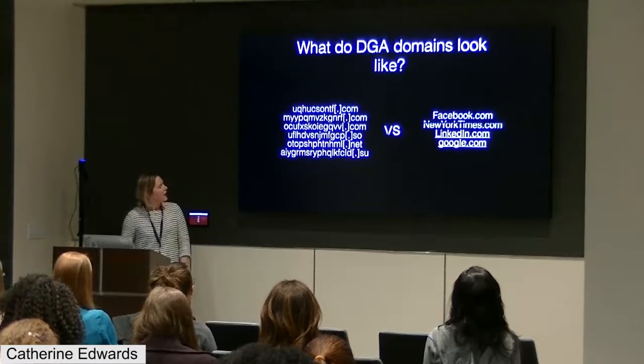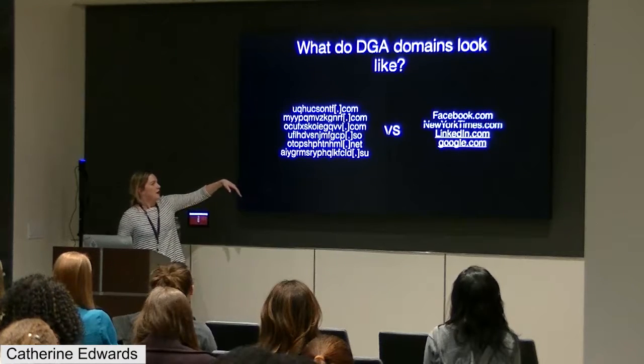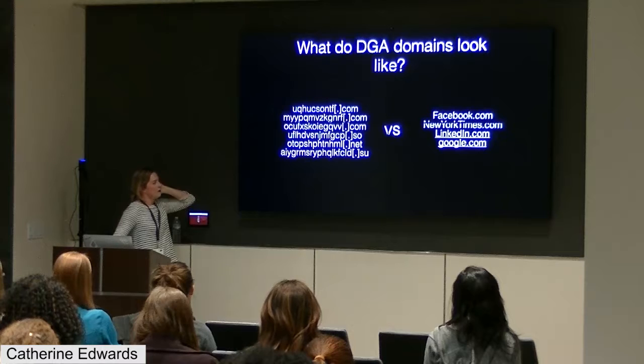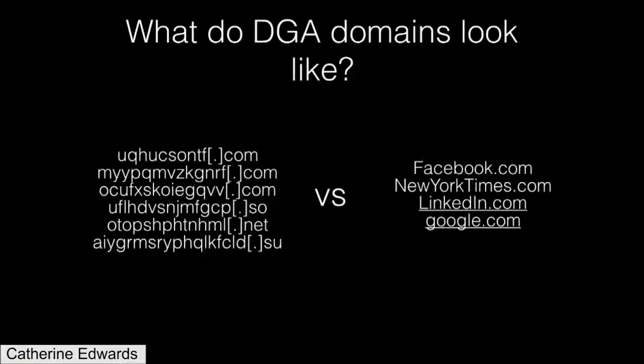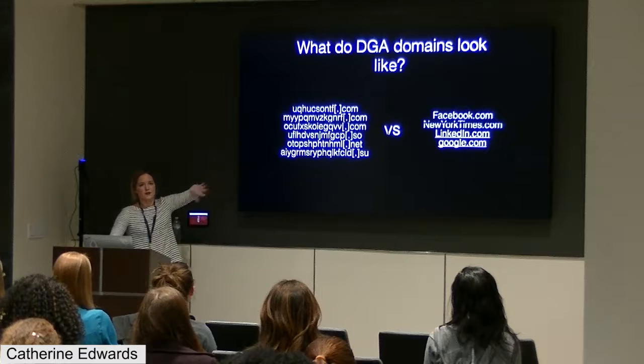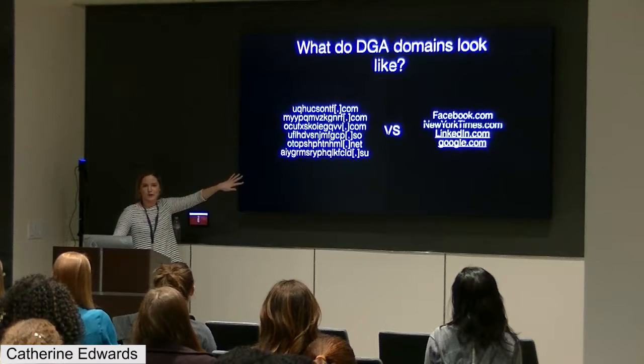So what do DGA domains look like? On the left are some domains that were generated by DGA algorithms that we have reverse engineered. On the right are some domains that you guys know very well. And obviously when you look at these domains on the left, you in your head can immediately recognize, like, this is not right. This is not a usual domain.